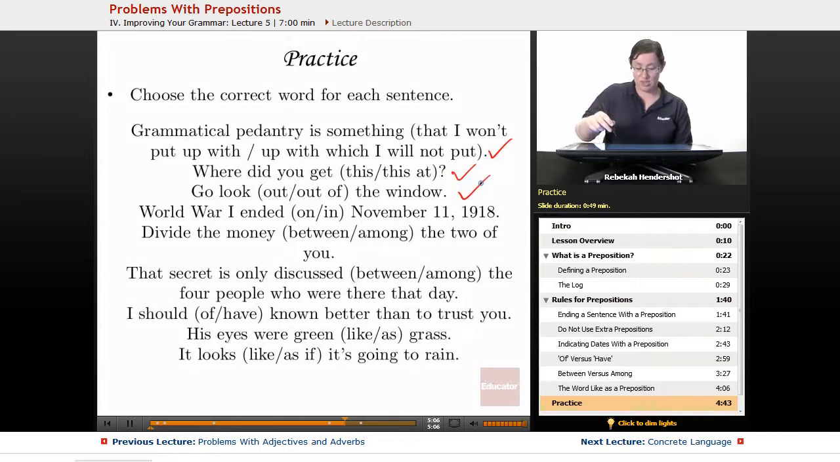World War I ended on or in November 11th, 1918. Divide the money between or among the two of you. That secret is only discussed between or among the 4 people who were there that day. I should have known better than to trust you. His eyes were green like or as grass. Or it looks like or as if it's going to rain. Take a good look. Pause the video if you need to.